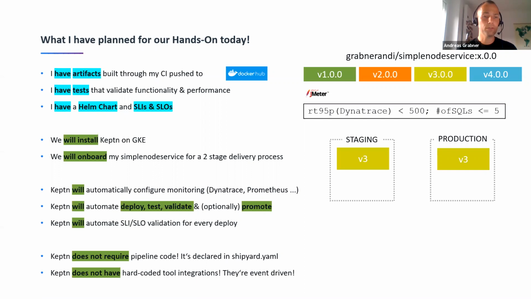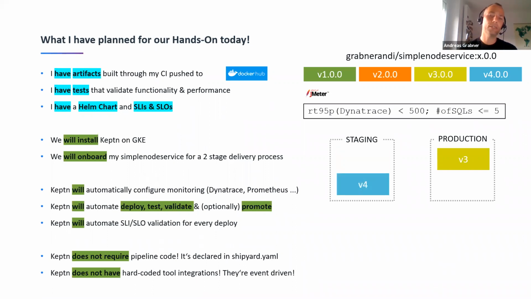I think you can read for yourself. The most important thing is at the end, and this is, I think, the reason why we built Keptn. Keptn does not require any pipeline code. Everything is declared. Keptn doesn't require any hard-coded tool integrations to actually do the deploy, the test, and the validation. It's all event-driven. So once we have everything set up and we are going through my use cases where we deploy my app in version 1, 2, 3, 4, then Keptn will do the deployment for us. In staging, we'll run the tests and then promote it into production.